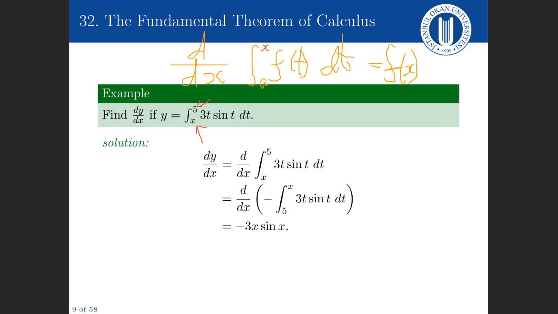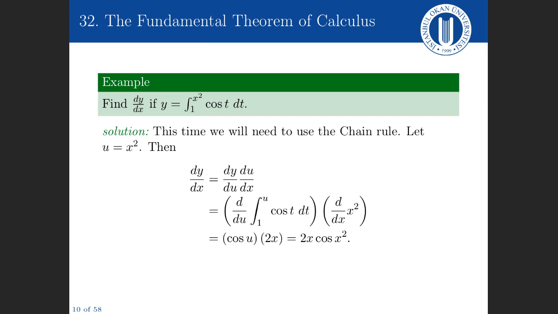So that means we need to do an extra step. We need to change our integral so that it looks like the integrals we've been doing so far. But that's not a problem. We know we can swap the positions of x and 5 if we add a minus sign. We're calculating d dx of minus the integral from 5 to x of 3t sine t dt. And then we use the theorem. We just replace t by x to get the solution, minus 3x sine x.